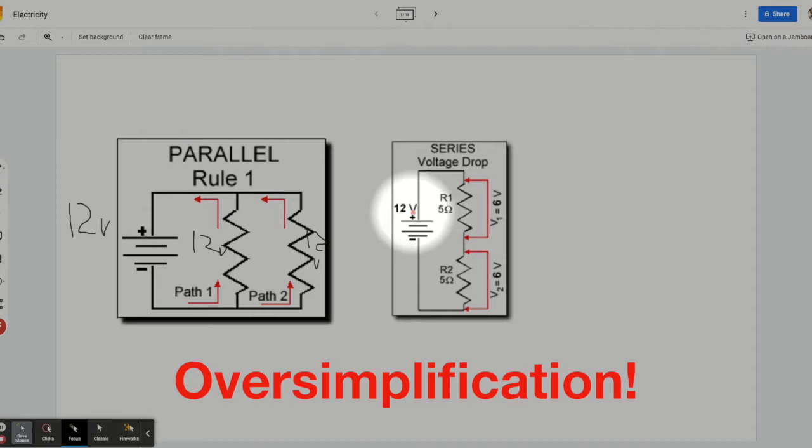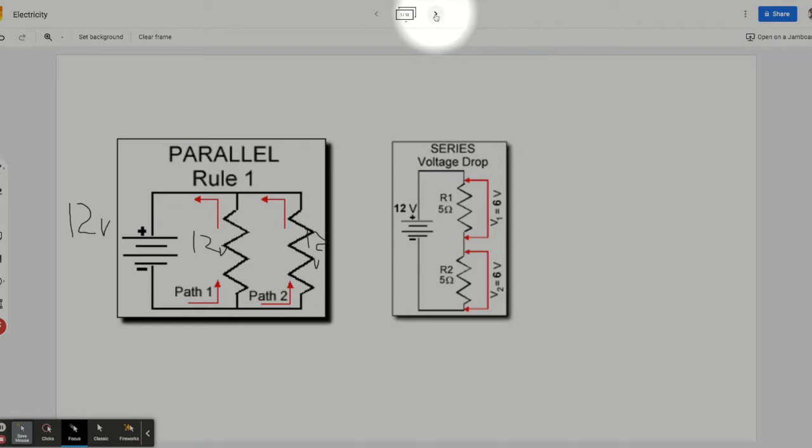If you look at the one over here, the series, it has to share. If this is a light bulb and this is a light bulb, it has to give 6 joules of energy here and 6 joules of energy here before it can go back to the battery.